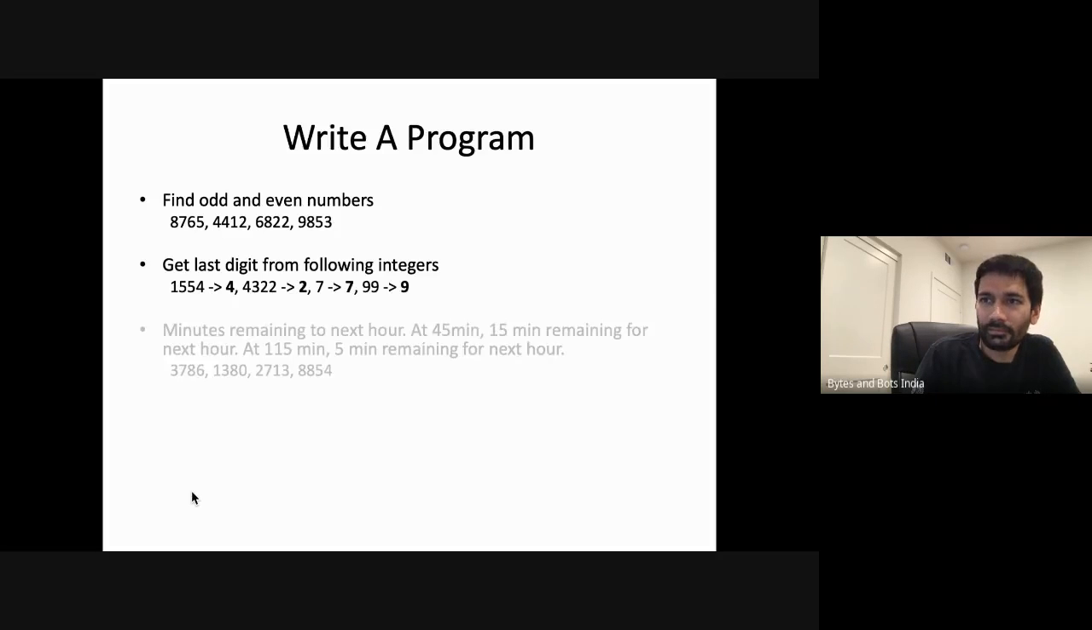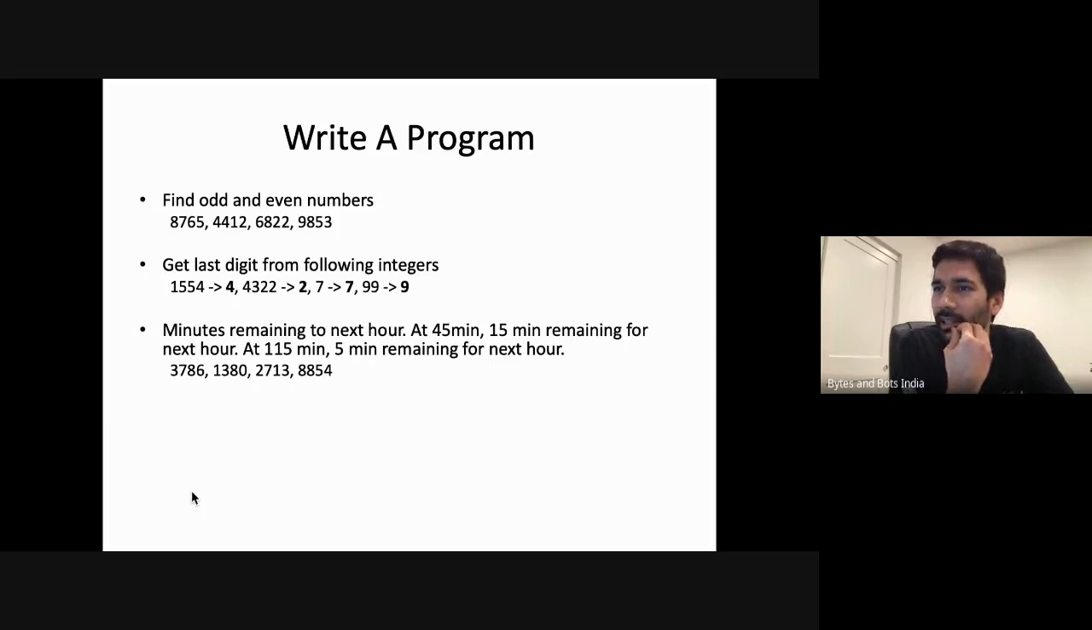Moving on. The next question is minutes remaining to the next hour. So let's say it is 45 minutes. So 15 minutes remaining for the next hour, right? As an example, if it is 115 minutes, then 5 minutes remaining for the next hour, because after 5 minutes, it'll be 120 minutes. That's 2 hours. So given a number, like let's say 3,786, how many minutes remaining for the next hour? Who would like to take a guess at how we will do this?